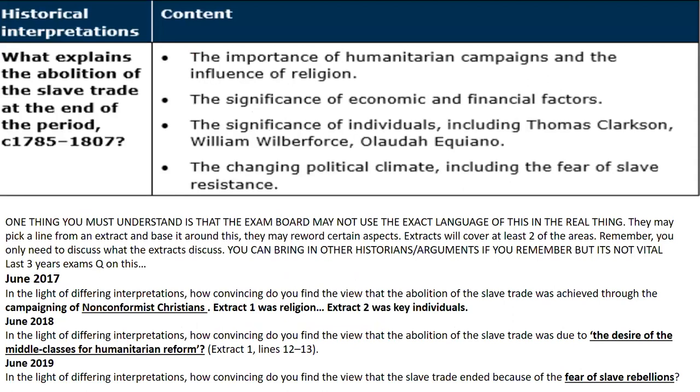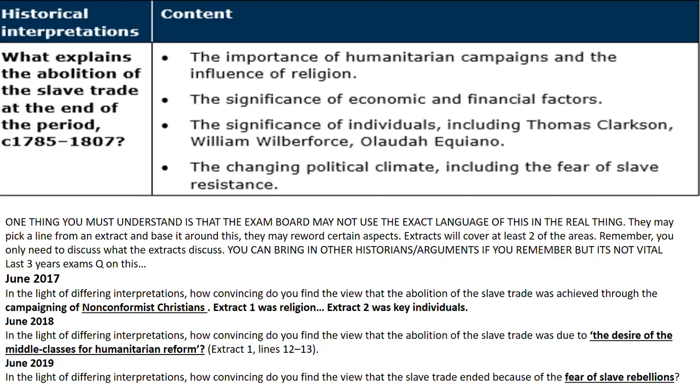So, before going on to the main concept of the lesson today, which is looking at the Society for Effecting the Abolition of the Slave Trade, it must be understood that these are the 4 things that we need to know for this part of the course. And the exam board will ask a specific question. The extracts that the exam board put in the exam paper will be based around two or more of these things. The chances are the exam board will focus on 2 specifically.